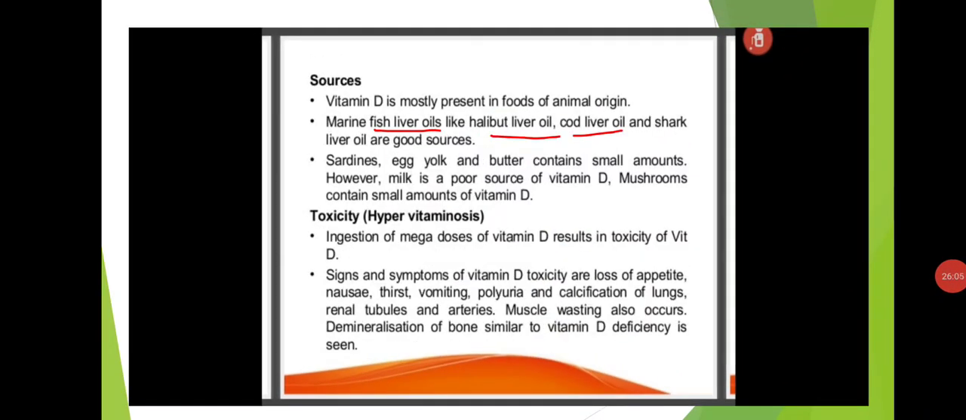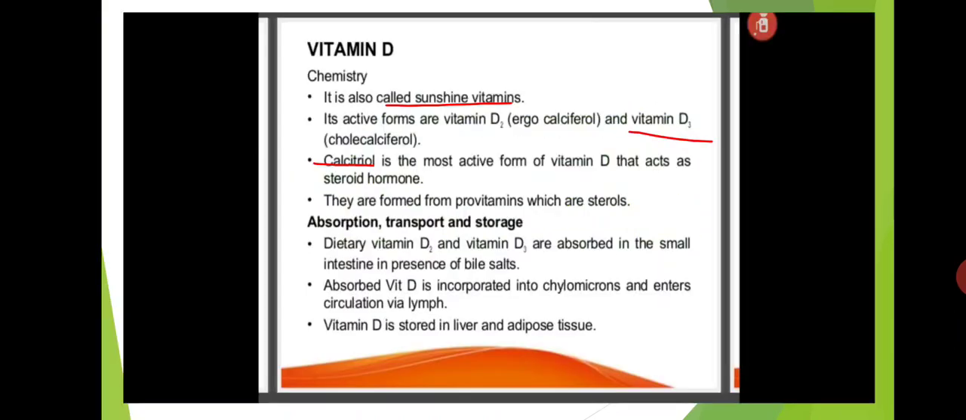Okay, once again we will discuss briefly. First is vitamin D. The chemistry of vitamin D is, it is also called the sunshine vitamin, and its active forms are vitamin D2 and vitamin D3, ergocalciferol and cholecalciferol. Calcitriol is the most active form of vitamin D that acts as a steroid hormone, and they are formed from provitamins, which are sterols.